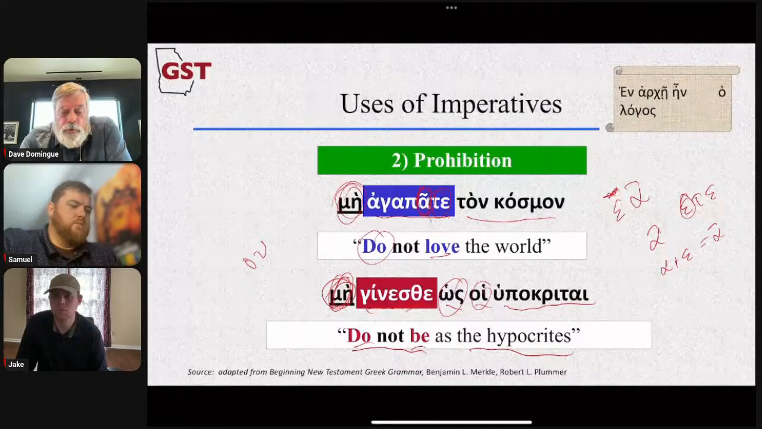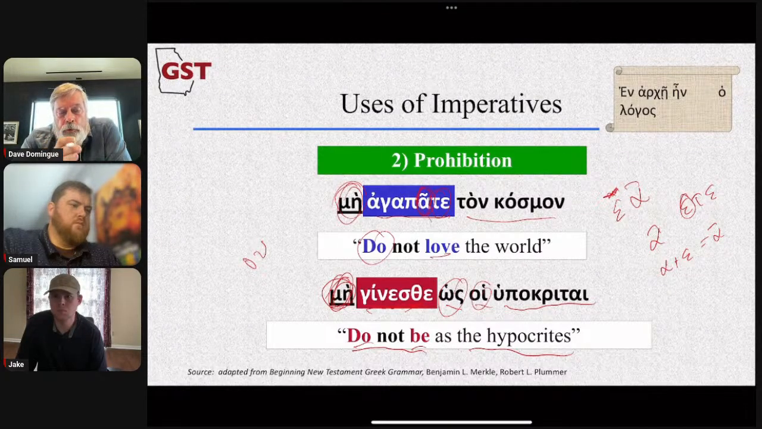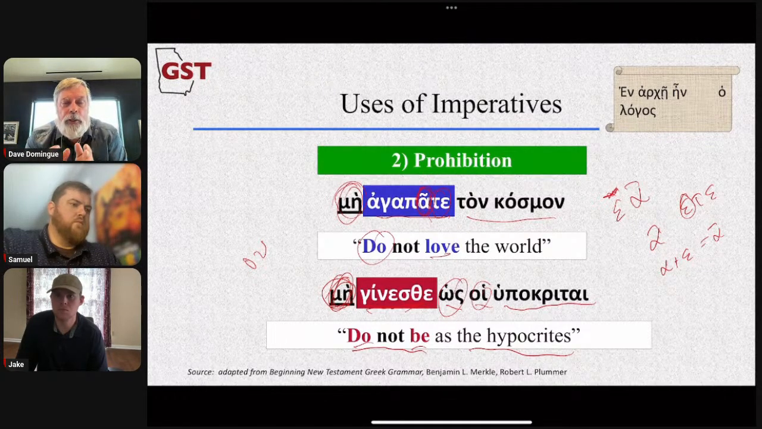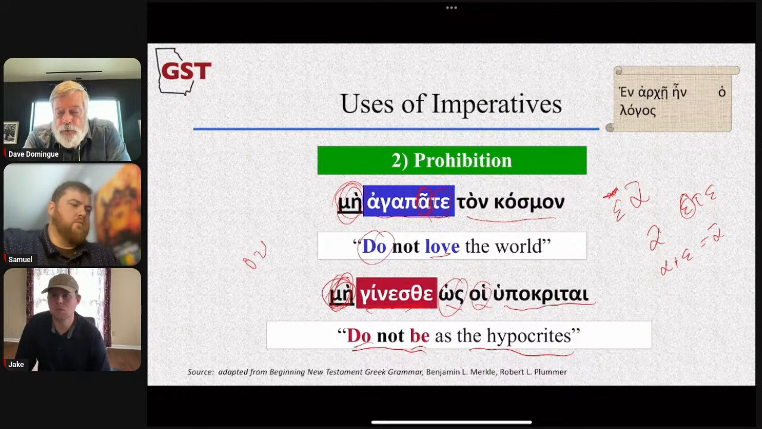But now there are other ways to do strong negations. One we've already talked about. When you use ou plus mē, ou mē, it's a very strong negation. In English, when you use two negatives together, they cancel each other out. Not in Greek. You use two negatives, the ou plus the mē, and it's emphasizing the negation. So 33.18 on page 385 talks about two ways to strengthen negation with the subjunctive.